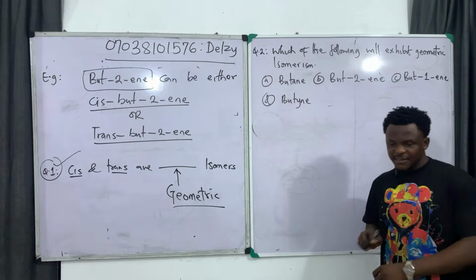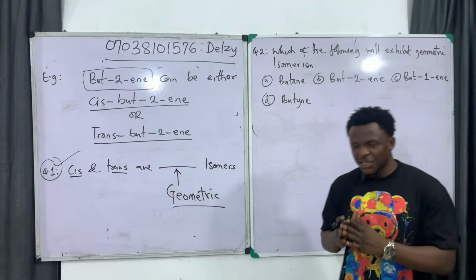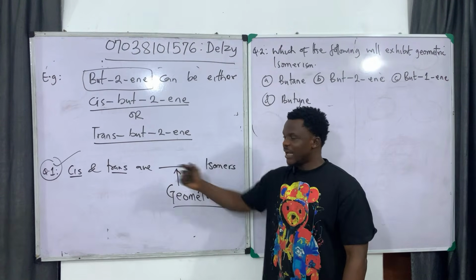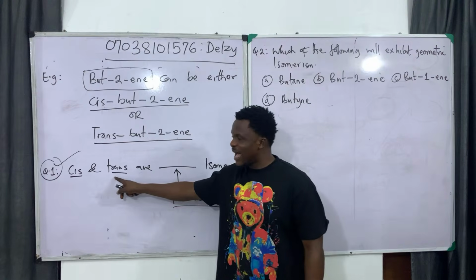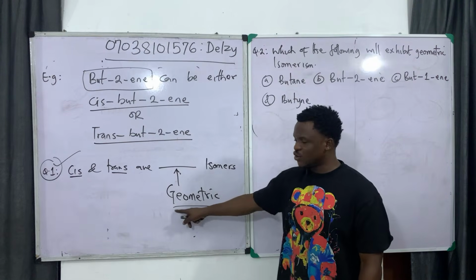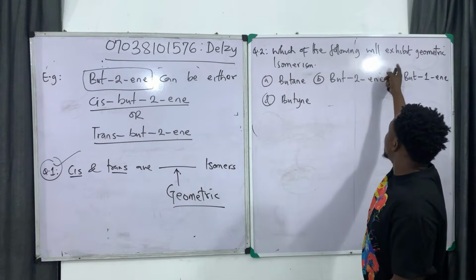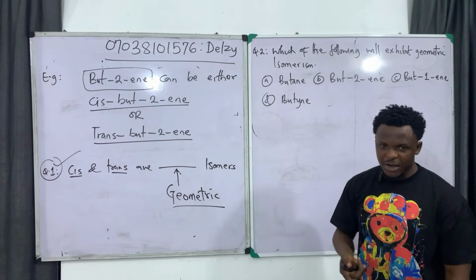First thing first, class, please pay attention. I've shown us the first way a question can be asked. They can ask you, cis and trans are dash type of isomers. The answer is geometric. The next one they can say, which of the following will exhibit geometric isomerism?